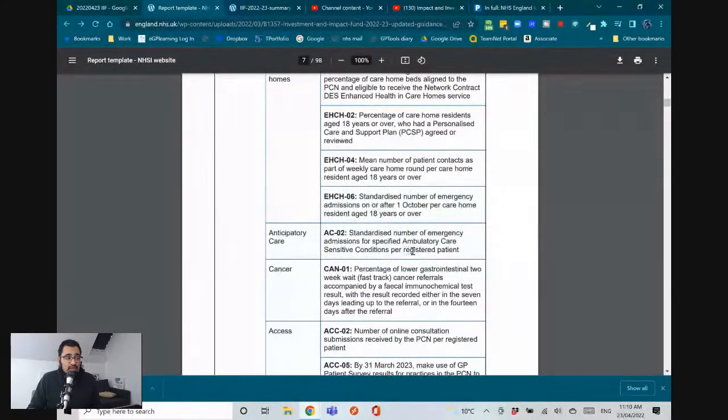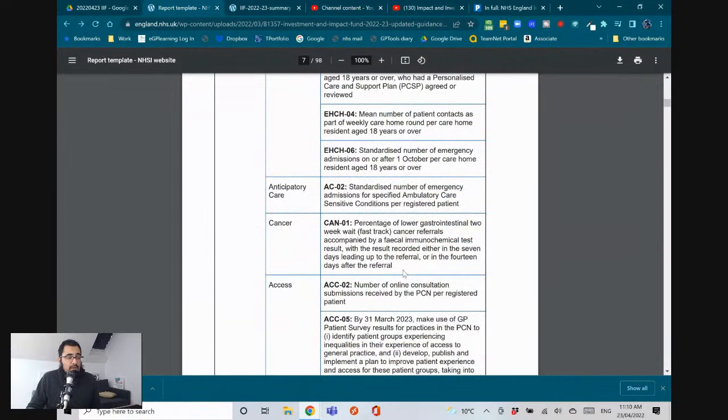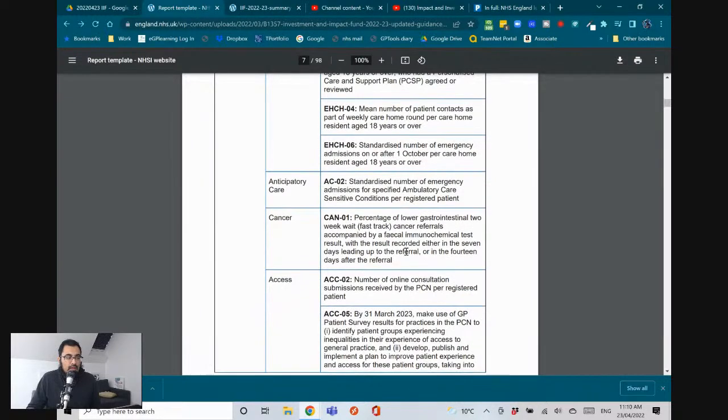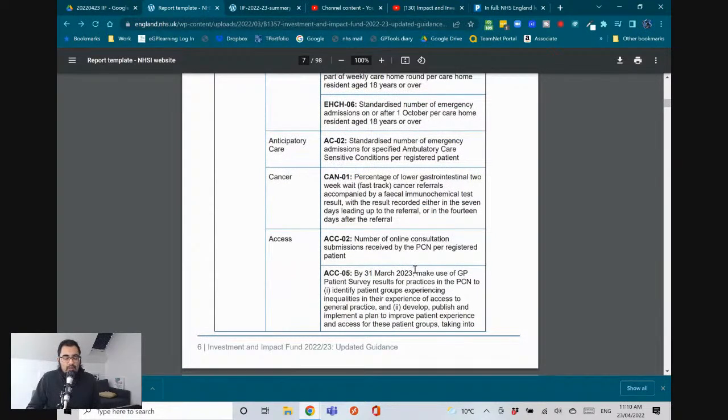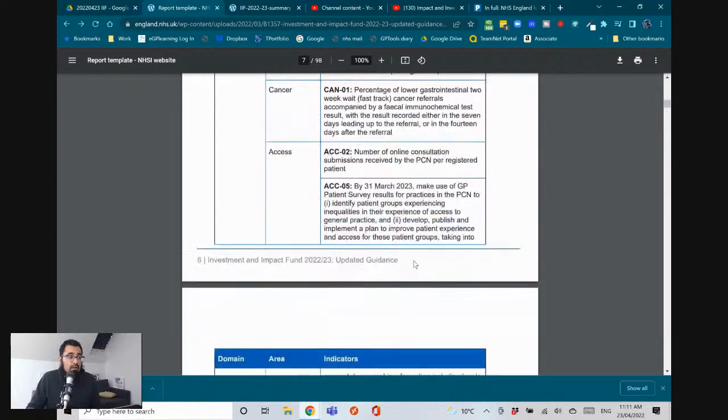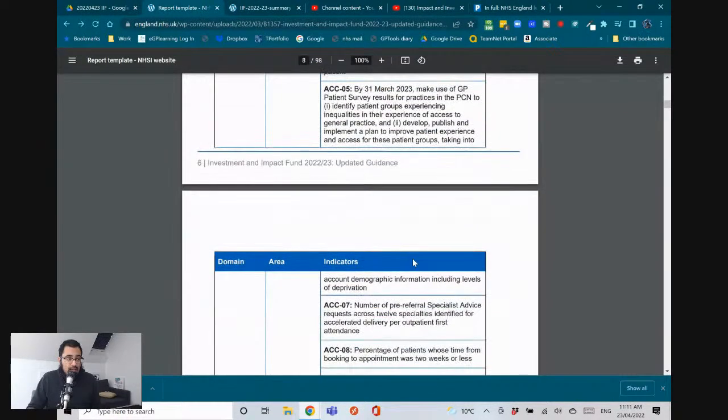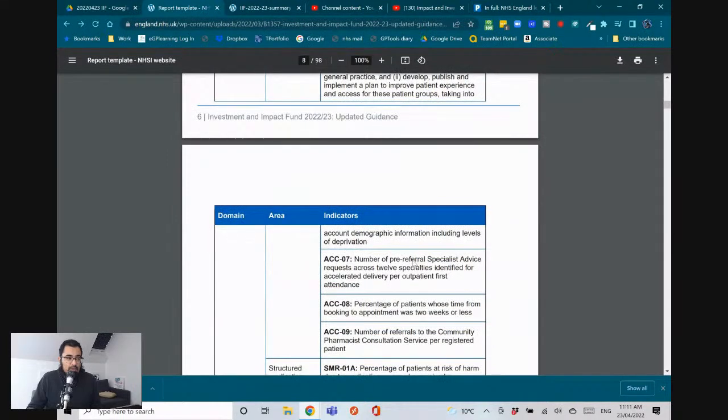Then it talks about anticipatory care, so a number of admissions for ambulatory care sensitive conditions. There's a list of that that's detailed in the document down below, which we'll come to. And then there's the percentage of patients with FIT testing for GI cancer. So this is one of the newer indicators that they've added in, the Cancer 01 indicator. And then at Access, it talks about online consultation numbers, which is one that's been from previous years, and then the patient survey element of things as well. So we'll come to that a bit later on.